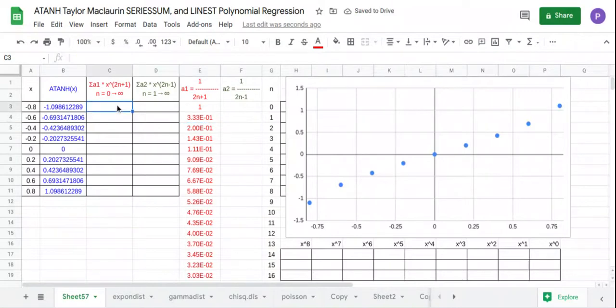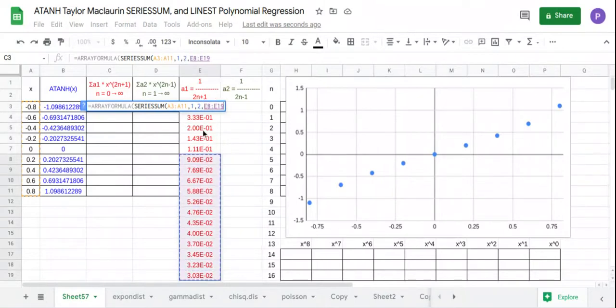And the Taylor-Maclaurin series sum, array formula, series sum of the x values raised to the power 2n plus 1. So 2n plus 1, n equals 0. That is 2 times 0, 0, plus 1, 1. So the starting point is 1. And the increment, so after that will be 2 times 1 plus 1, 3, 1, 3, 5, 7, 9. So the increment is 2. And the coefficient, it will be this range.